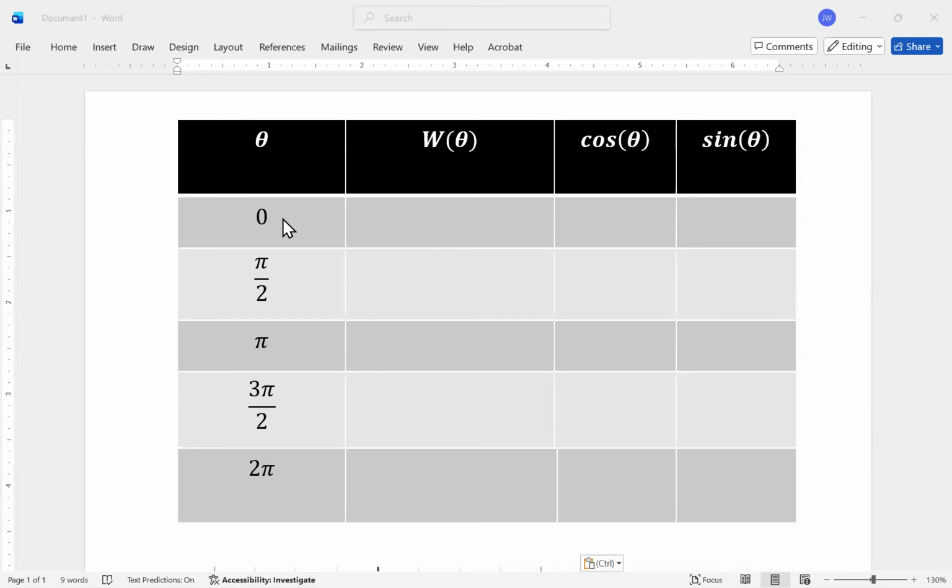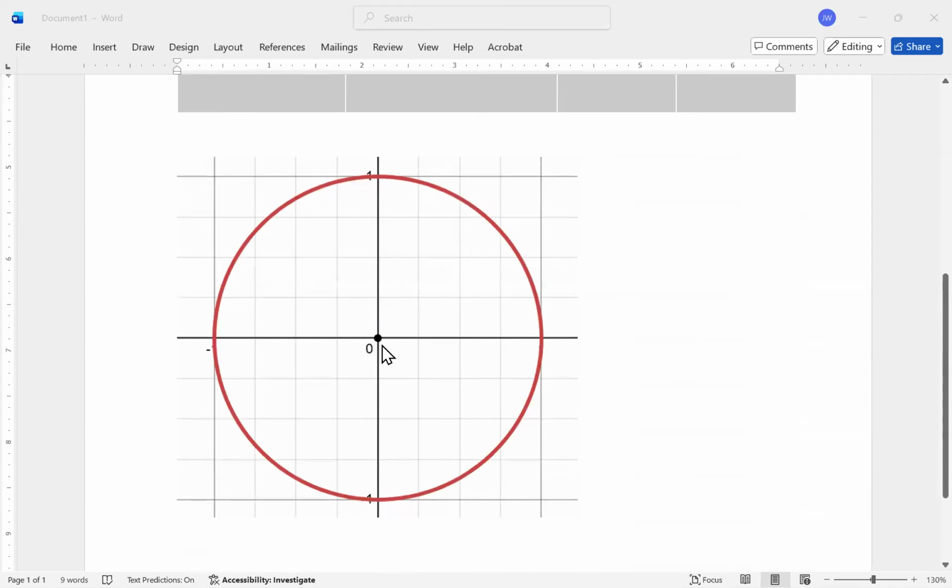We're going to start with angle 0. So when theta is angle 0, where is the wrapping function point? And what does that mean cosine of 0 and sine of 0 are? So let's look at a picture of the unit circle. If we're at angle 0, then my ray is shooting along the x-axis. And we end up hitting the point (1, 0). Therefore, the output of the wrapping function when the angle is 0 is going to be the point (1, 0).